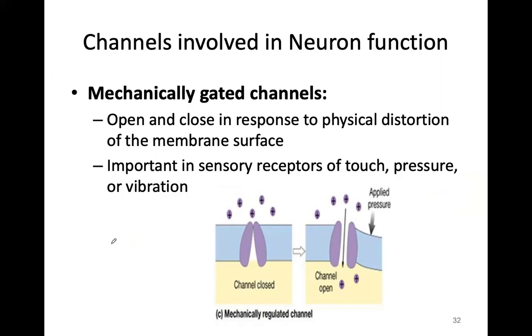The last type of channels that we have are called mechanically gated channels. And again, these are typically ones that correspond to some sort of physical change or physical distortion. They can be sensitive to your sense of touch, pressure, or vibration changes. So notice this channel right now is closed. And as soon as this channel feels some sort of pressure change or vibration, the channel opens up, causing ion movement, and that basically creates the electrical impulse for the activation of the neuron.